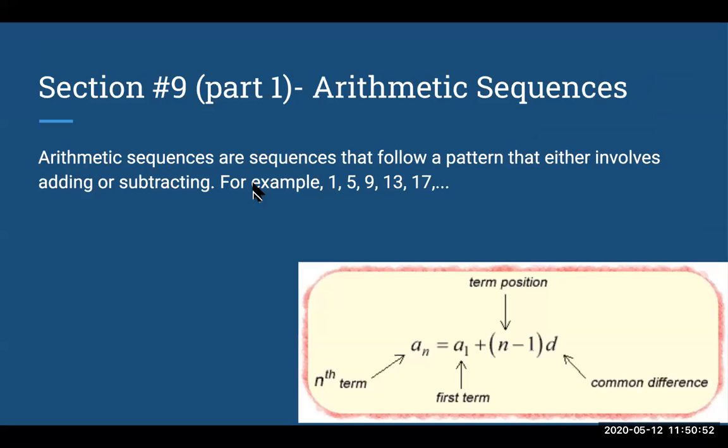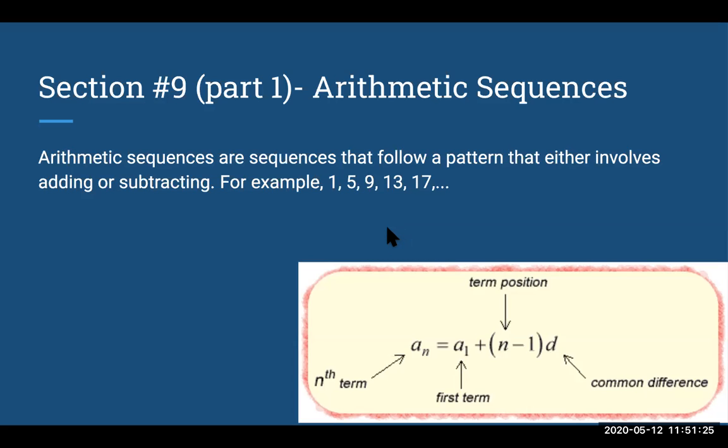And now we have arithmetic sequences, which is the first part of the last section. These are sequences that follow a pattern that either involves adding or subtracting. For example, 1, 5, 9, 13, and 17 would be considered an arithmetic sequence, where the common difference would be 4, as that is the difference between each. The formula for finding the nth term of a sequence is a sub 1, which is the first term, plus (n, which is the term's position, minus 1) times the common difference.